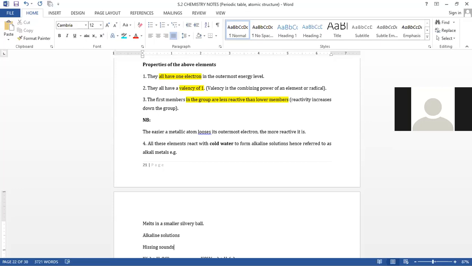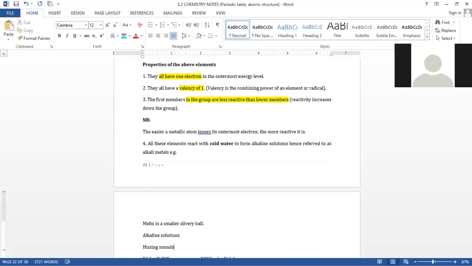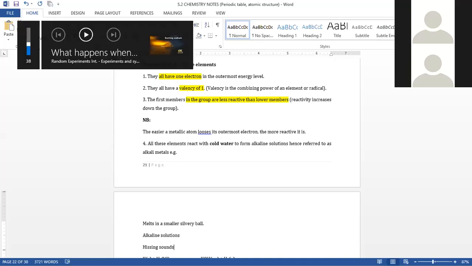You've not given us points, so you can start. When potassium reacts with water, it produces a lilac flame. Yes.